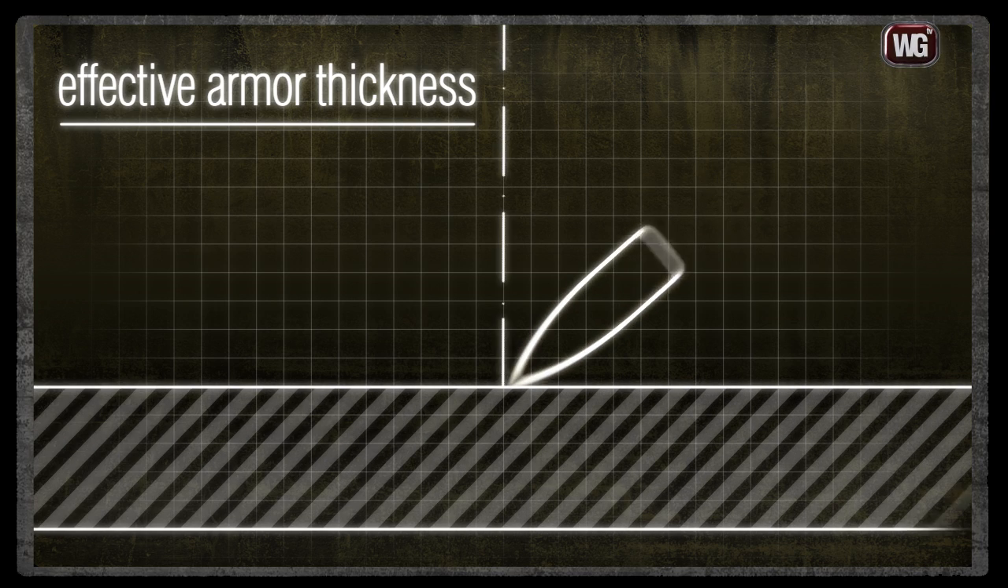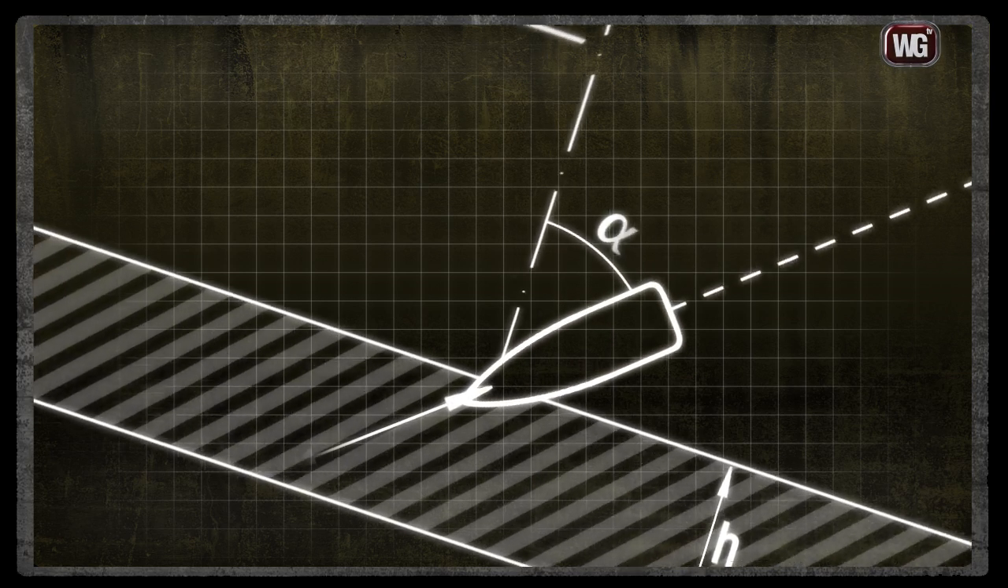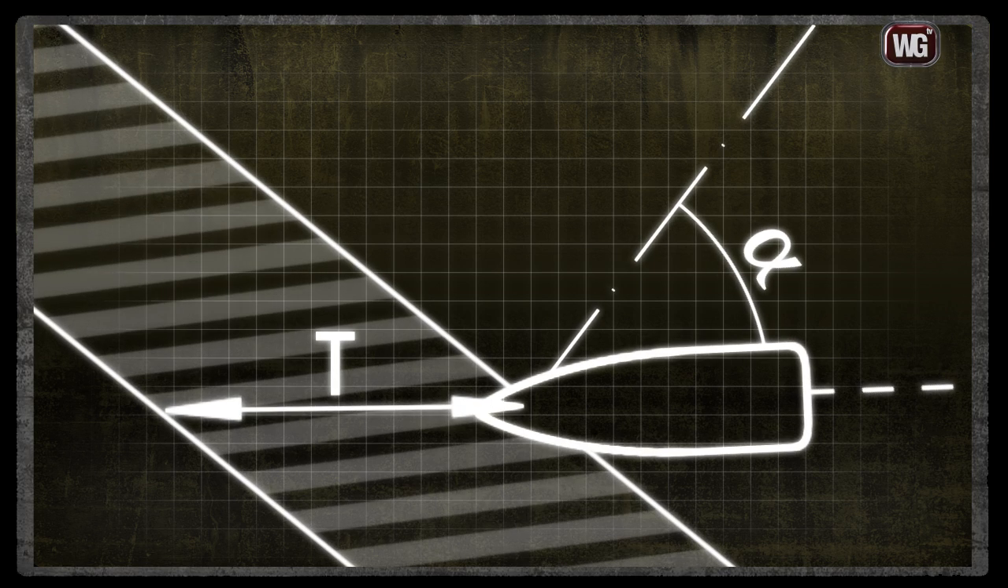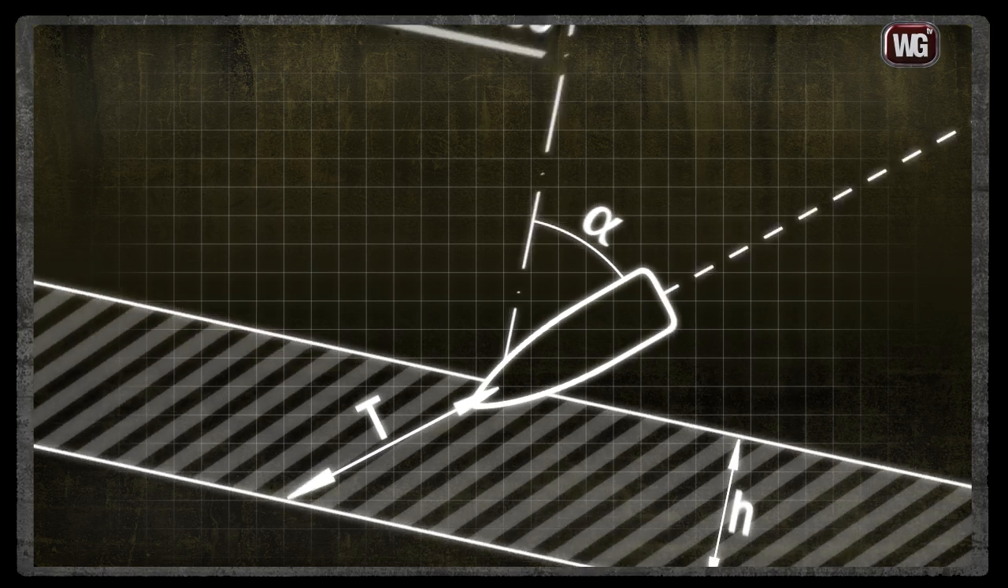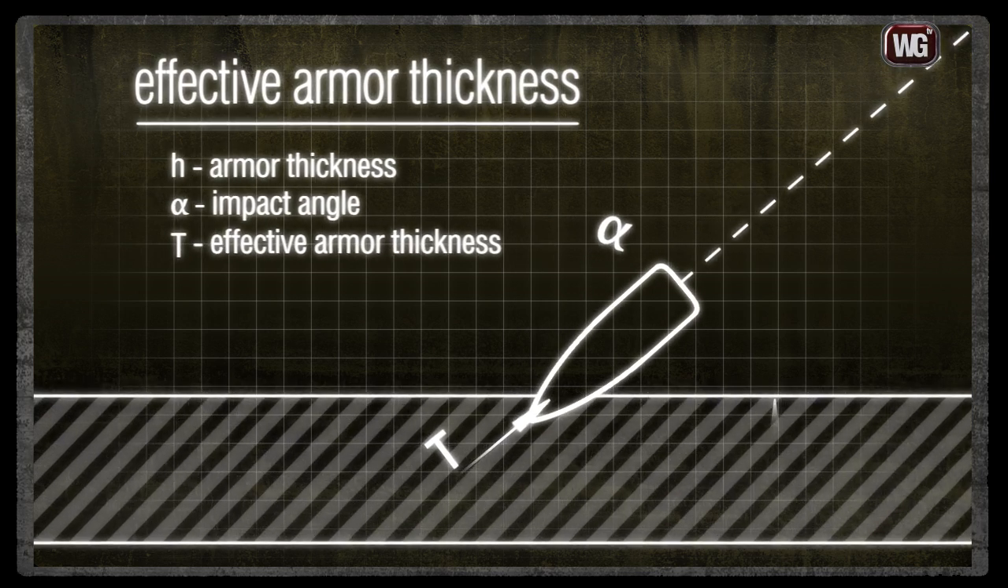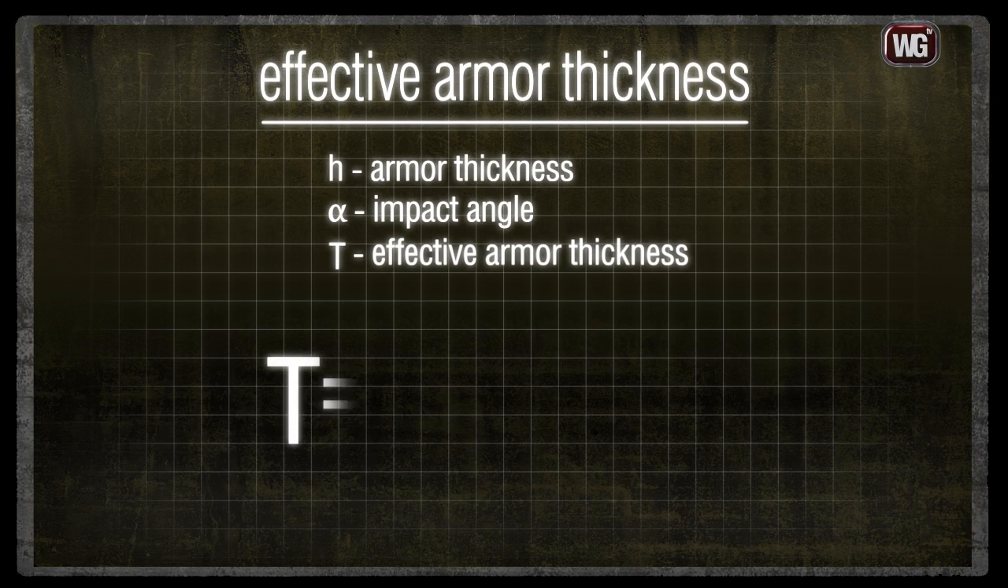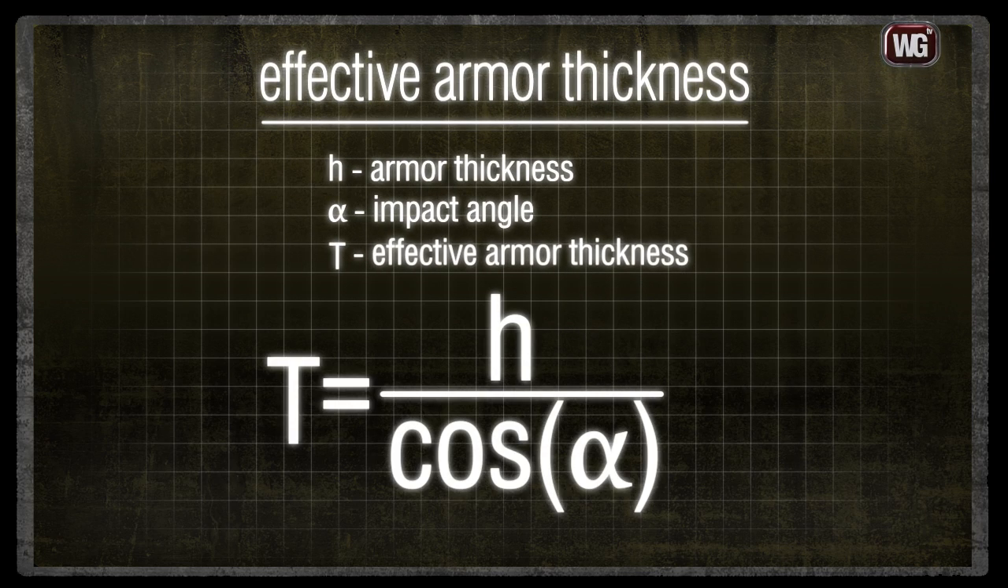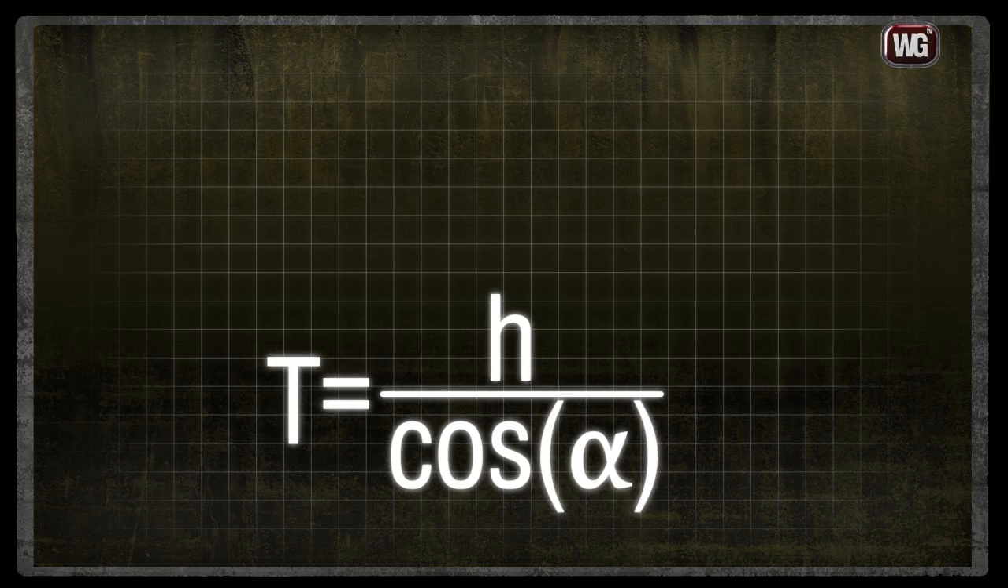If the impact angle is large, the thickness of the armor is actually larger than the nominal armor thickness in the description. This effective armor thickness you actually have to pierce can be calculated as the ratio of armor thickness to the impact angle cosine. So now you're also regretting sleeping through algebra, right?